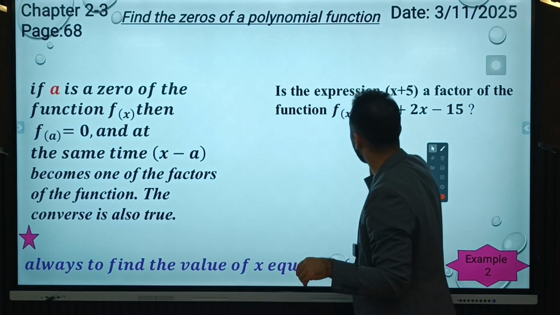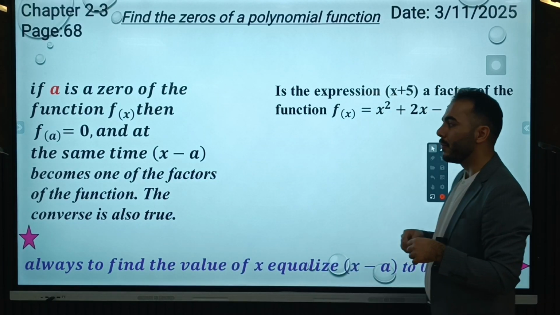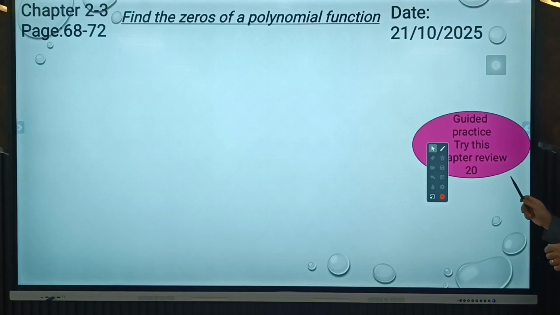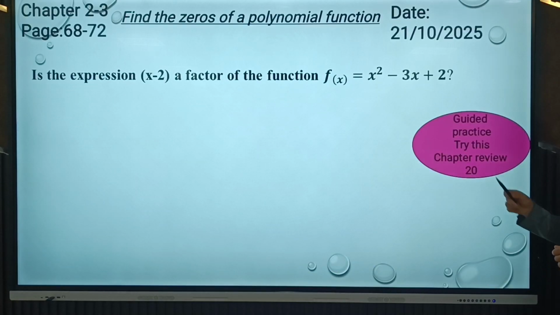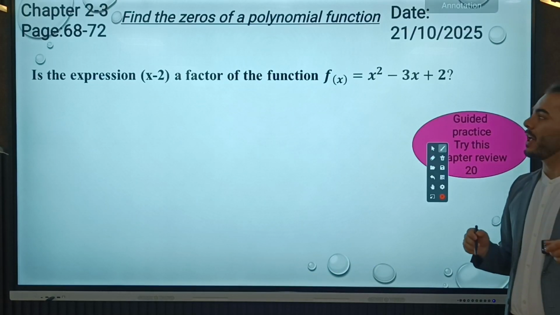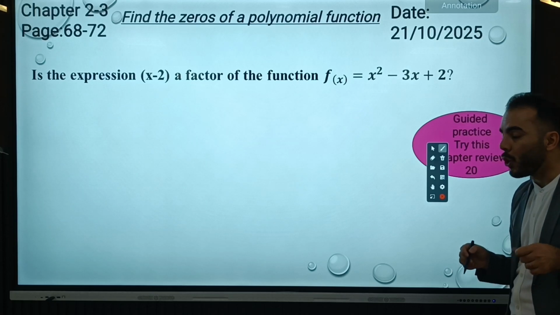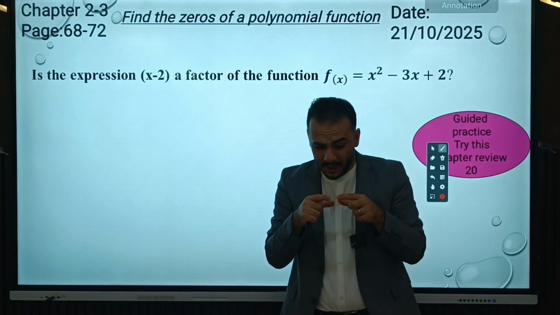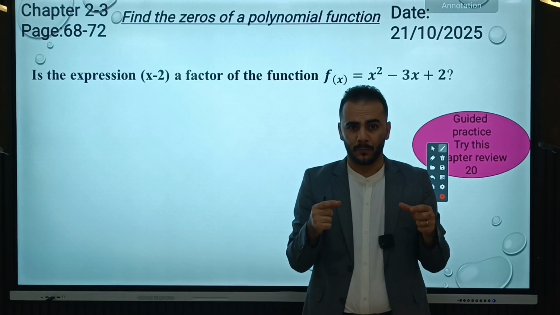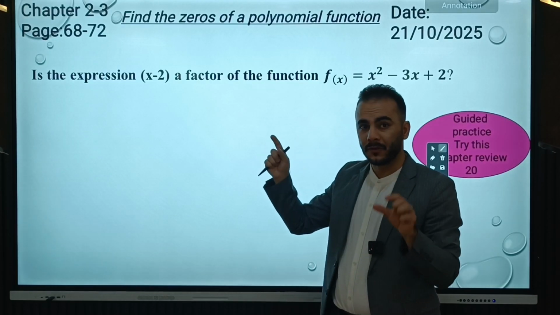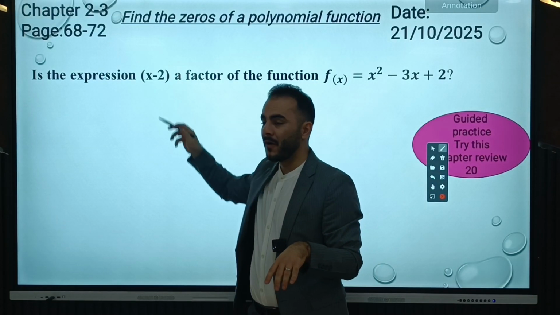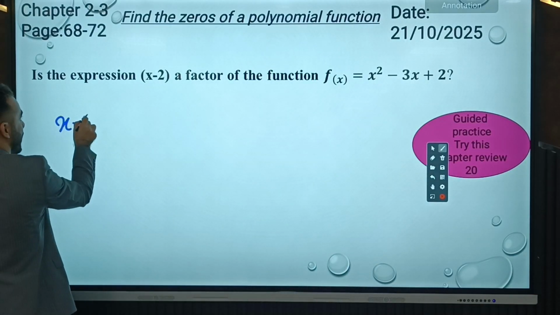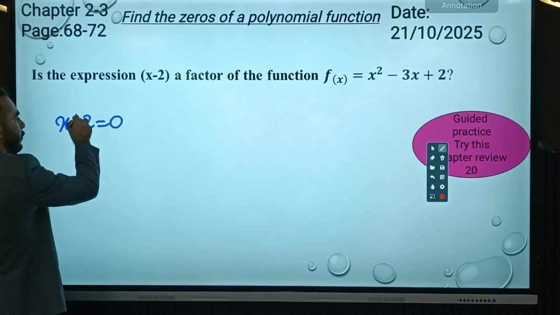Let's go to the next question and see more stories regarding zeros. Is the expression x minus 2 a factor of the function or not? Is this a factor of this polynomial function or not? In order to find out whether it is a factor, we need to do what? The first step, equalize that factor to 0 to find out the value of x. So x minus 2 equals 0. Move this negative 2 here, so x gives us 2. That is the value of x.